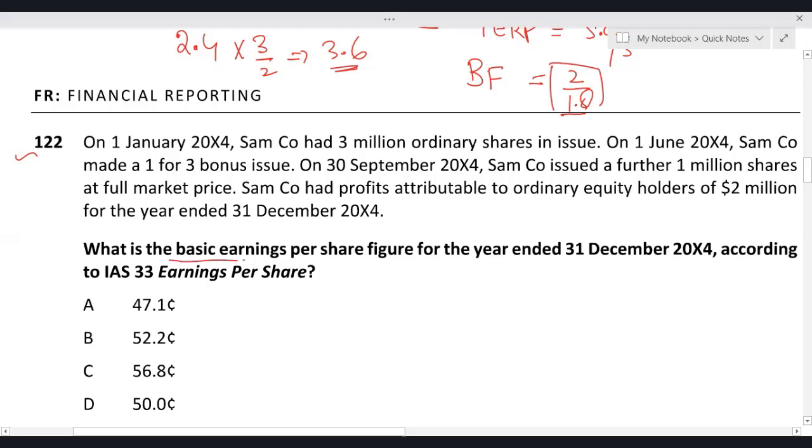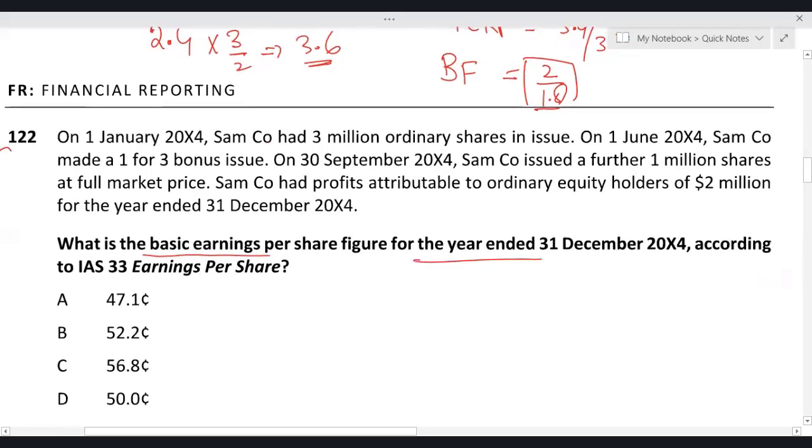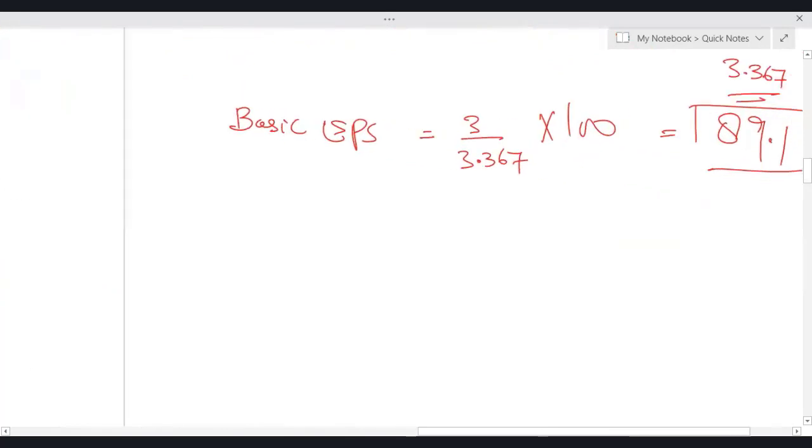What is the basic EPS per share figure for the year ended December X4 according to IAS 33, earnings per share? Again, they need the answer in cents. So whatever answer you calculate, please multiply that by 100 so that you get the answer in cents. On 1st January X4, Sam company had 3 million ordinary shares in issue. At the start, they had 3 million ordinary shares in issue. On 1st June X4, Sam company made a 1 for 3 bonus issue. On 30th September, let's do one thing. Question 122.